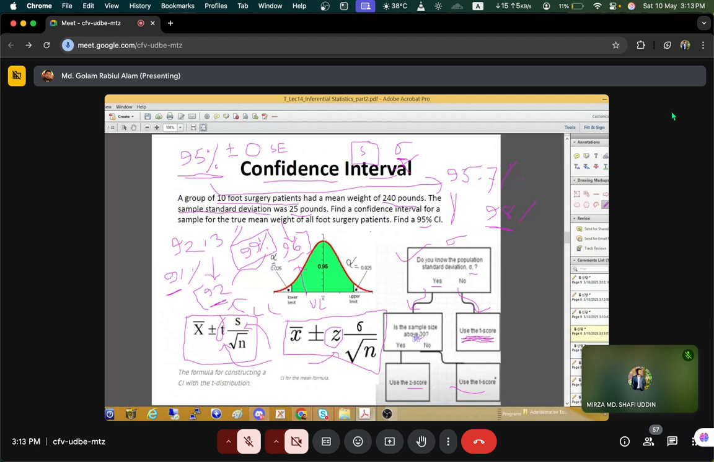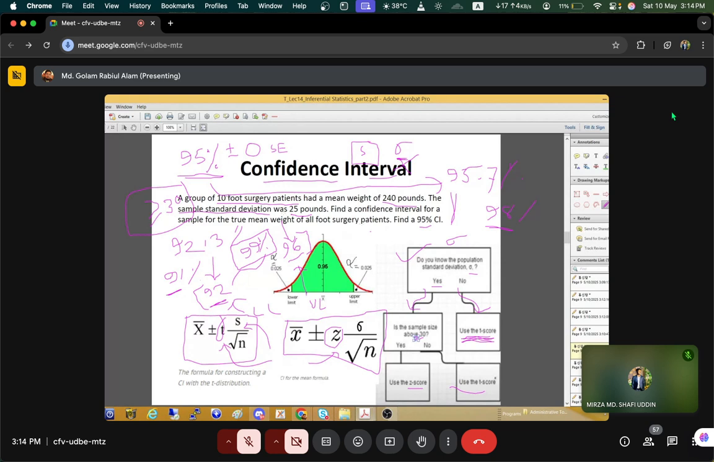Usually, greater than or equal to 30 is called a larger sample size, and below 30 is called a smaller sample size. Okay. So if greater than or equal to 30, then you have to apply the z-score. Otherwise, we have to apply the t-score. How many samples do we have?